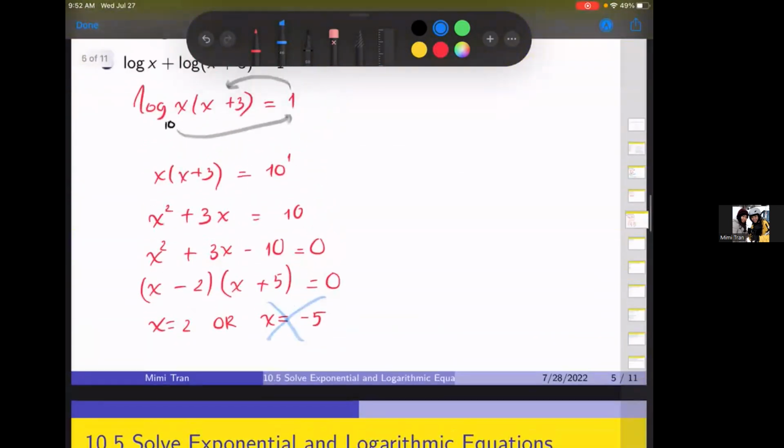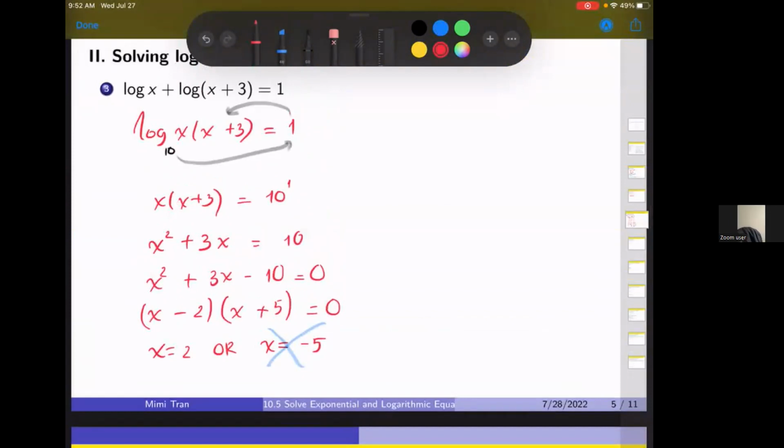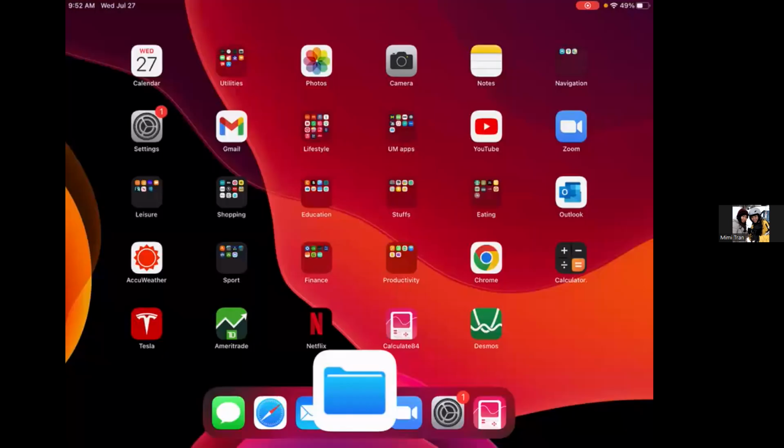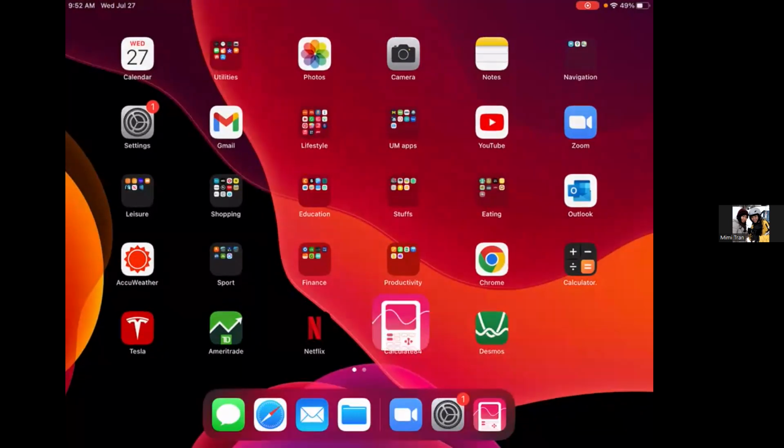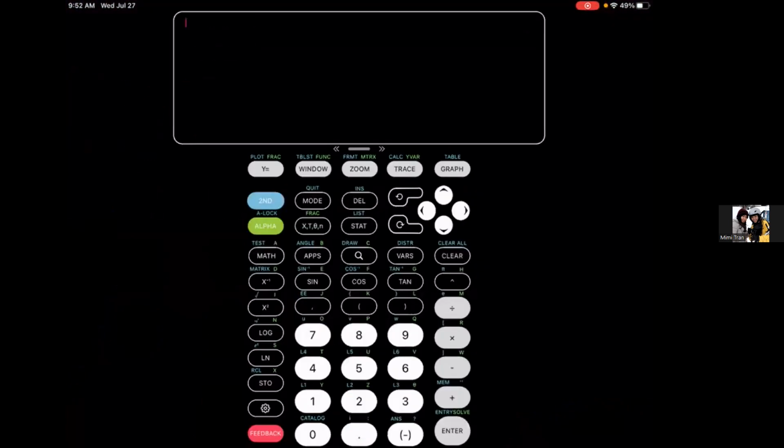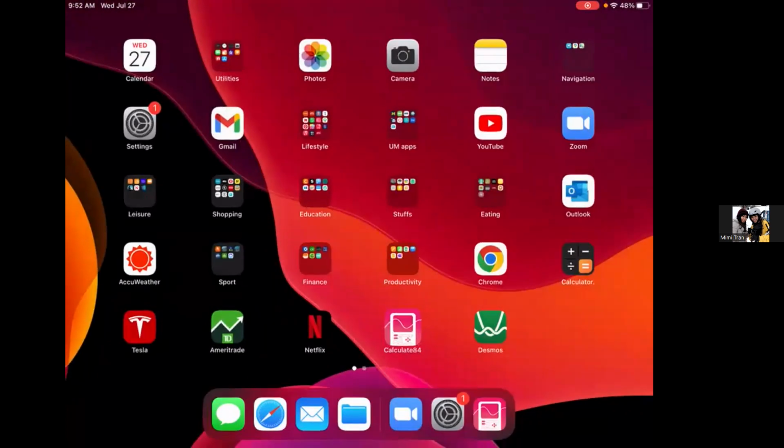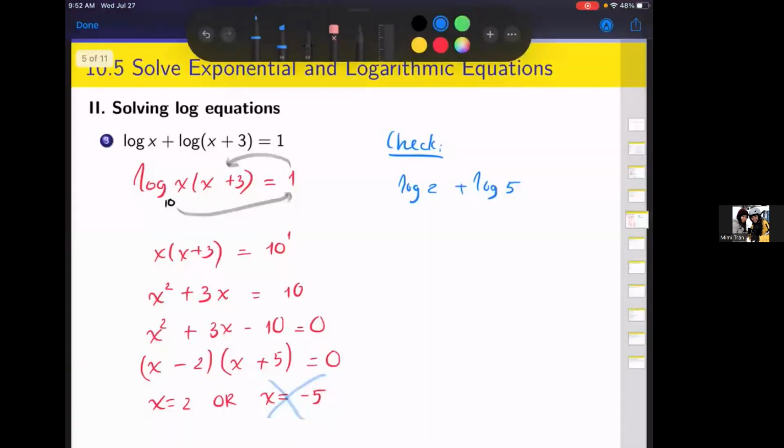All right, I'm gonna show you how to check with the calculator, okay? Because if you plug it in, let's check: log 2 plus log 5. How do you know it equals 1, right? Not by just eyeballing it. So I'm gonna use the calculator here. Log 2, open parentheses, plus log 5. Yay. So check, right, equals 1. So I'm gonna box my answer.